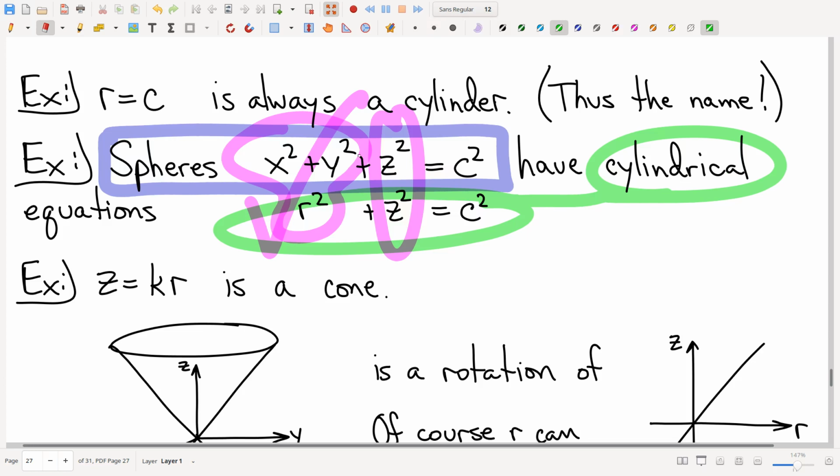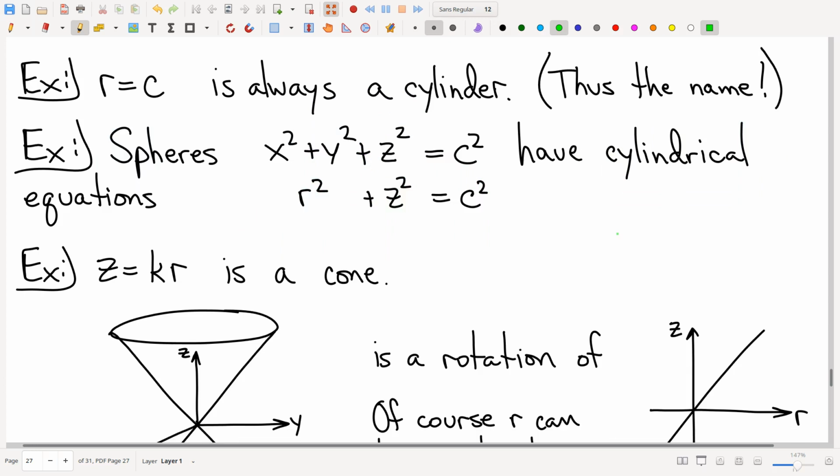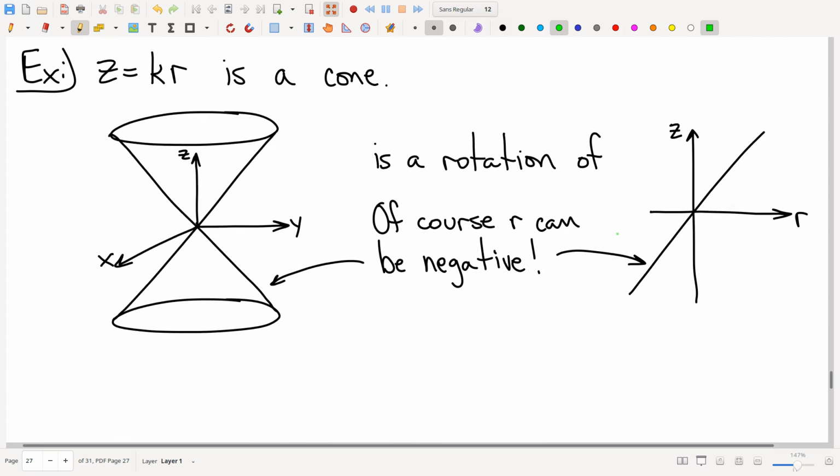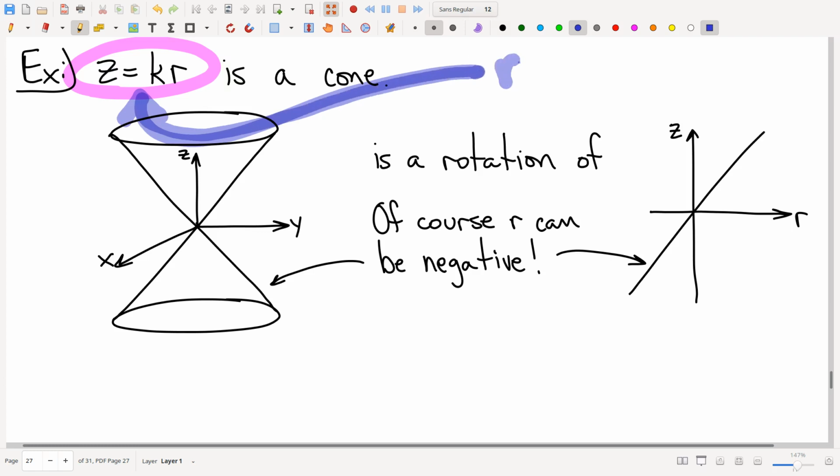All right. Okay, here's another example. Here we go. z equals kr. What are we going to do with this right here? What does that look like? There's different ways that you can think about this. I'm going to show you my favorite way. Let's see here, color choices. First thing I'm going to observe in this equation here, there's no thetas in that equation. How about that?